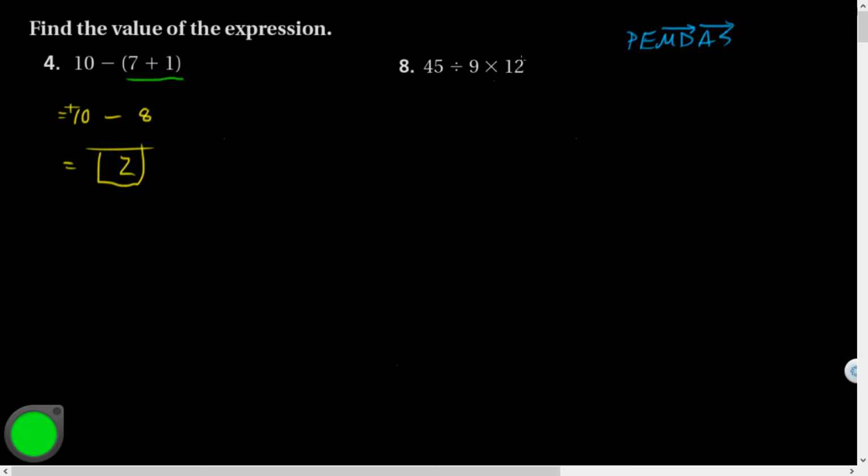So here we go. For this next one, I've got two operations, divide and multiply, but they're done from left to right. Don't just assume multiplication happens first. The first one that I hit going from left to right is divide, so that's what I've got to do first. 45 divided by 9 is 5. Multiplied by 12 is going to be, now watch this. This is what I do when I do 5 times 12.